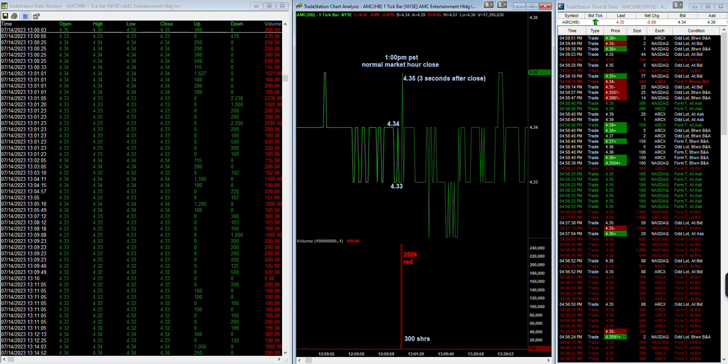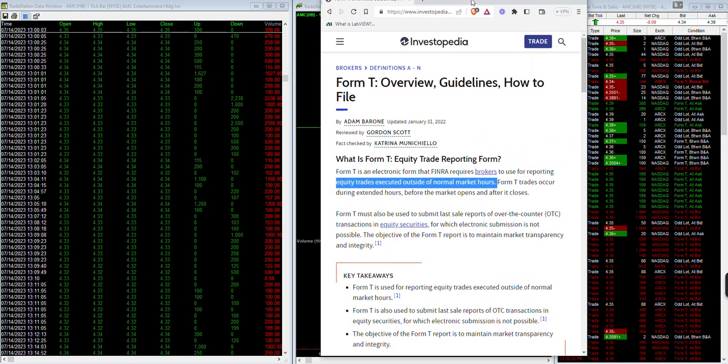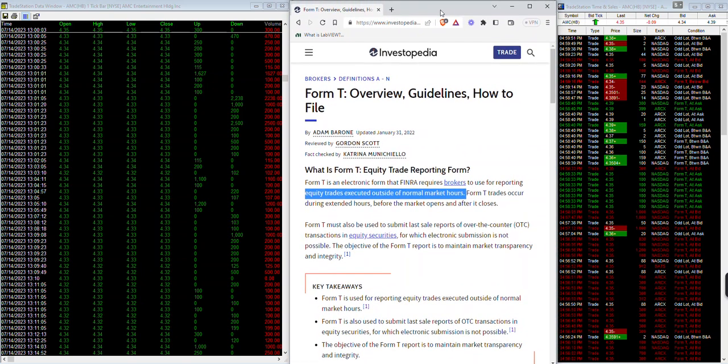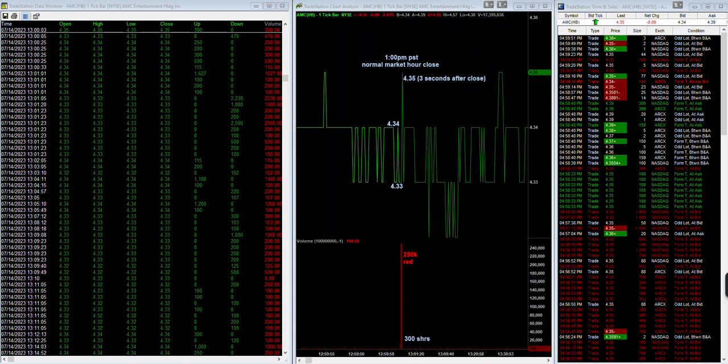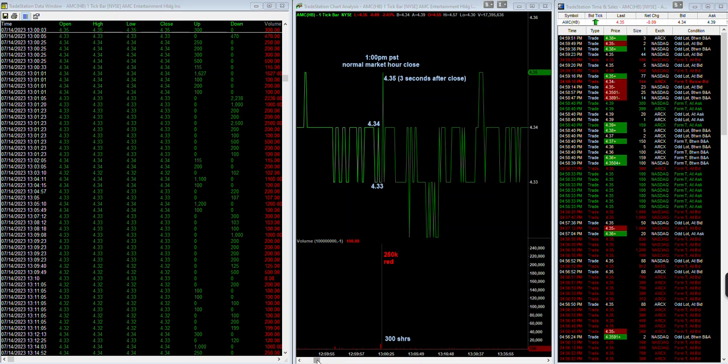Then the other thing I wanted to talk about is what you see over here, Form T. You see this Form T at bid, Form T at ask, and then blocks of Form T trading. Well, Form T, the definition is, Form T is an electronic form that FINRA requires brokers to use for reporting equity trades executed outside of normal market hours. So Form T trades occur during extended hours, either before the market opens or after it closes, easy enough to understand and comprehend.